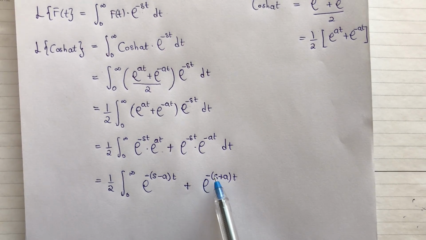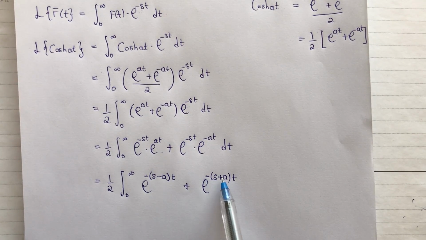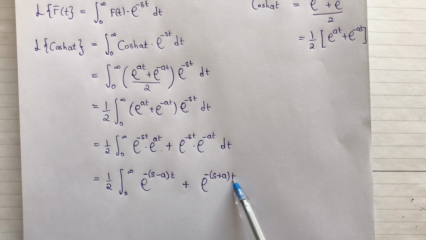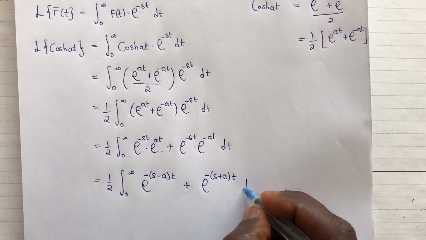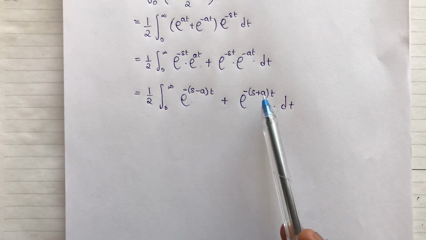Okay, so this time we have this part of the function, and then this time we have negative at. Don't forget t is common, we factorize it out. So you multiply by your dt. In the next step, we integrate this and this.